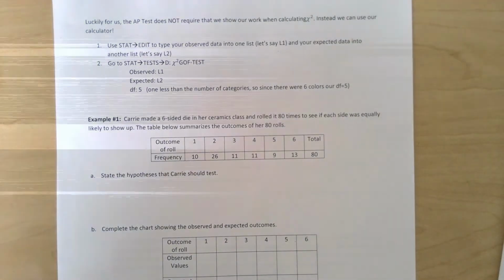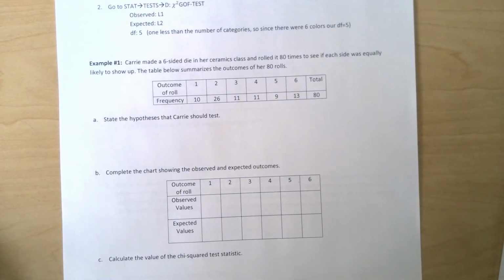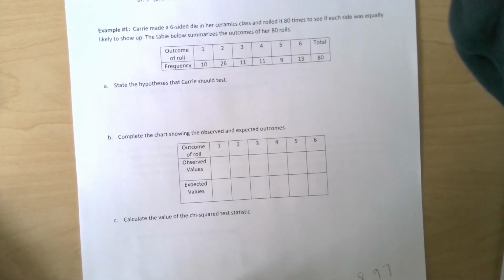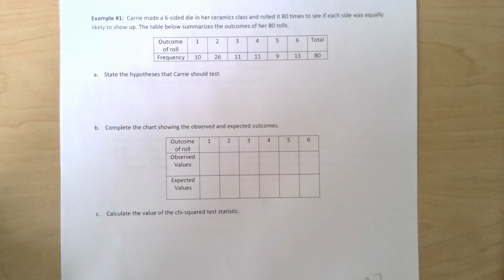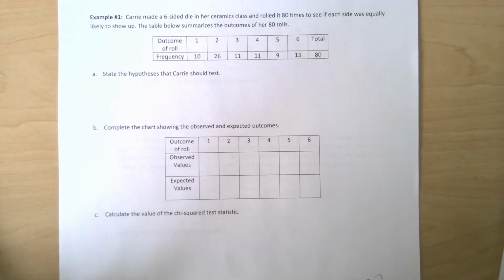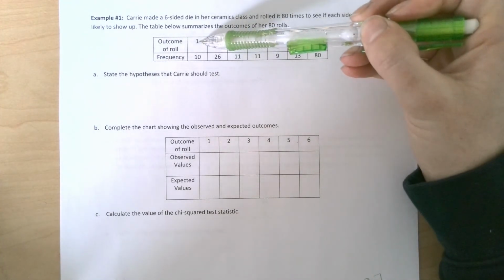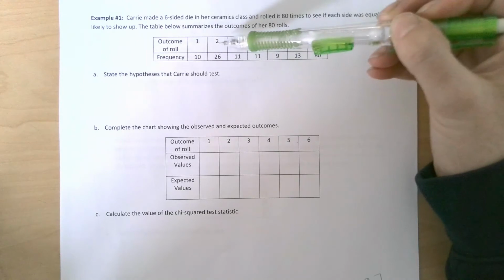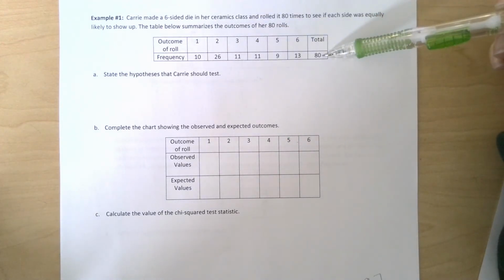Hey, let's do another quick example, just getting used to finding that chi-squared on our calculator. So example 1 says, Carrie made a 6-sided die in her ceramics class, rolled it 80 times to see if each side was equally likely to show up. And she wants to see if this is a fair die. So the table below summarizes the outcomes of her 80 rolls. So the die landed on 1, that happened 10 times. 2 happened 26 times, giving her a total of 80.